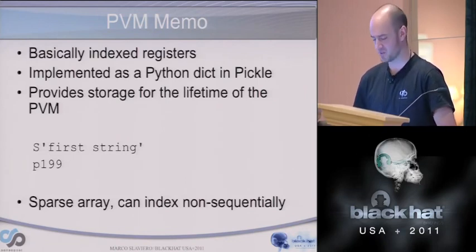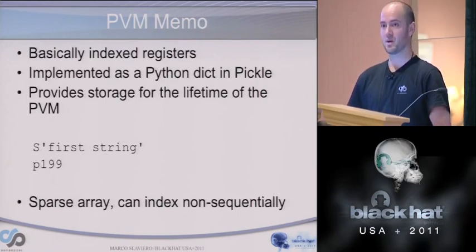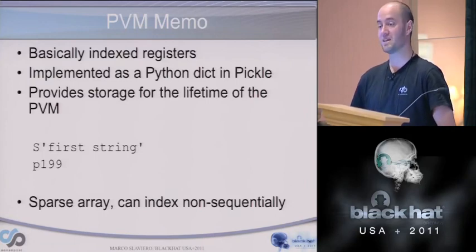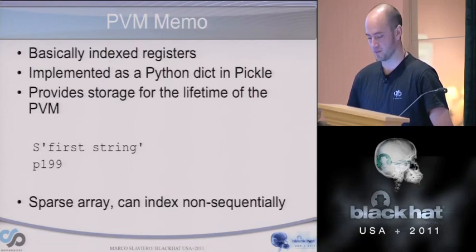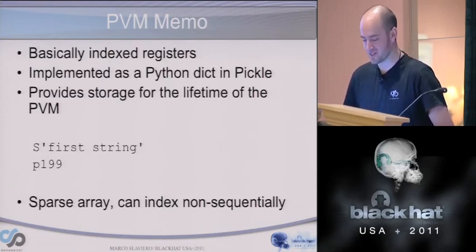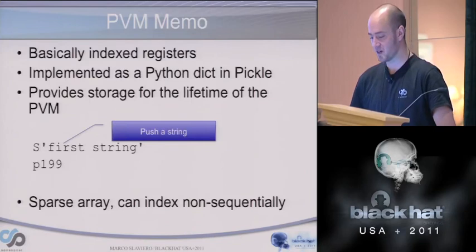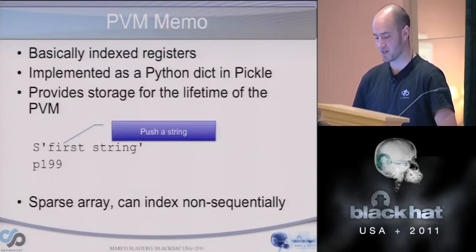And that becomes interesting for us for writing shellcode, because we're going to rely on the memo, but we can choose to offset the memo with high index values so we don't trample over parts of the host Pickle. So what I've got here are two instructions. The first instruction is an S instruction. This loads a string from the instruction sequence, and it places it onto the stack. It pushes that string onto the stack.